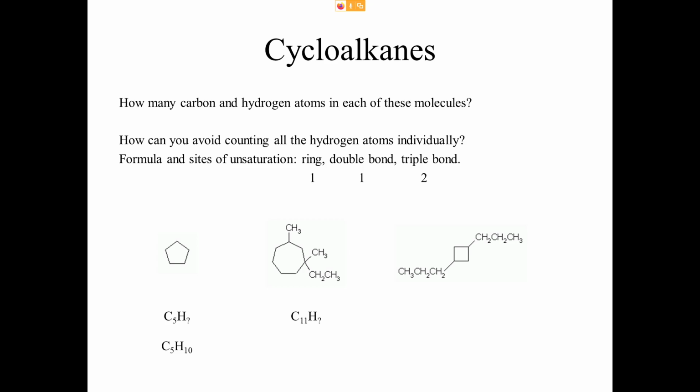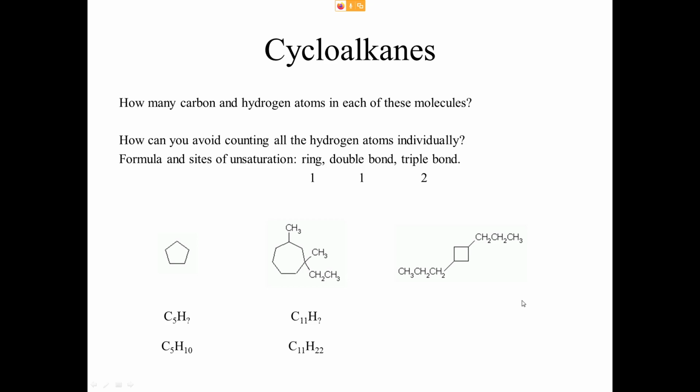Right, so how many hydrogens would this have? 22. And how did you get that? The 2n plus 2 minus 2. Right, 2n plus 2 minus 2 because there's a ring. Right, because it contains a ring in the molecule, so we'll subtract a pair of hydrogens. Okay, so good, 22. And the next one?